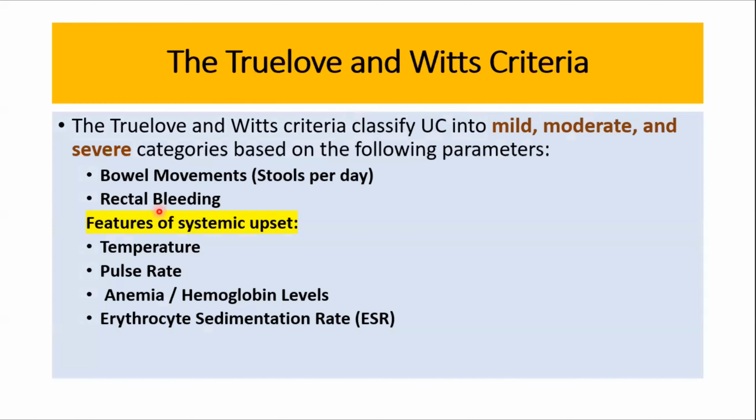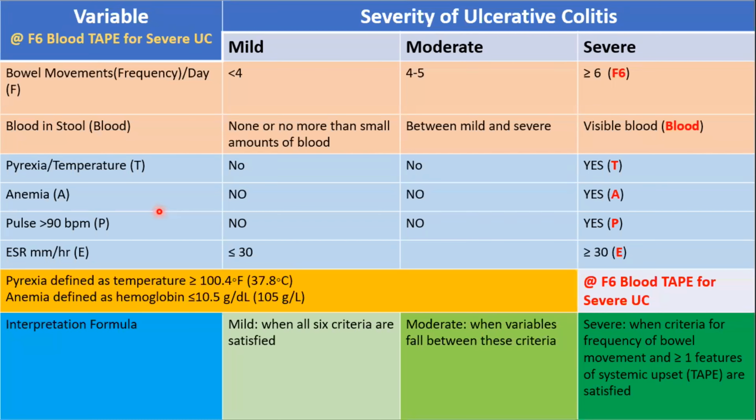This criteria classifies ulcerative colitis into three categories: mild, moderate, and severe, based on the following parameters: bowel movement, rectal bleeding, and the four features of the systemic upset, including temperature, pulse, anemia, and ESR. This is a table showing Truelove and Witts criteria.